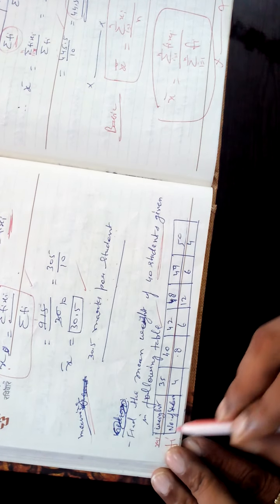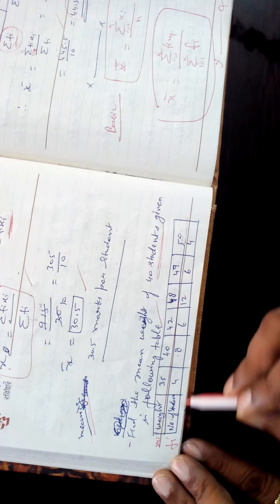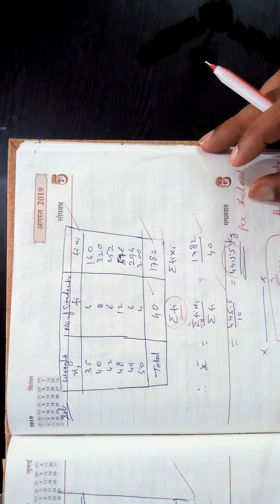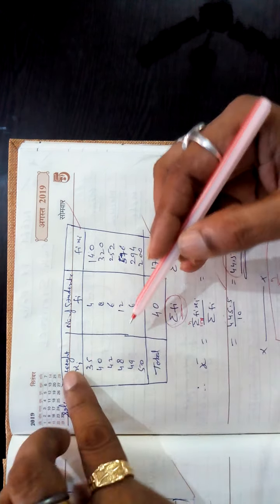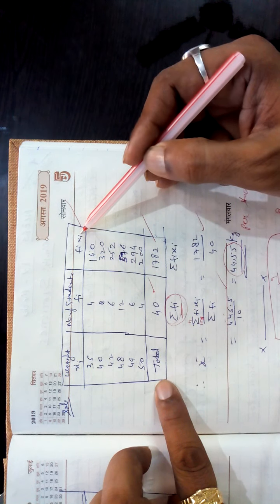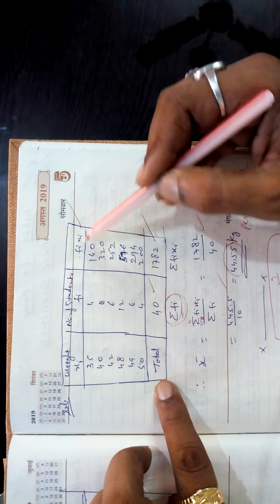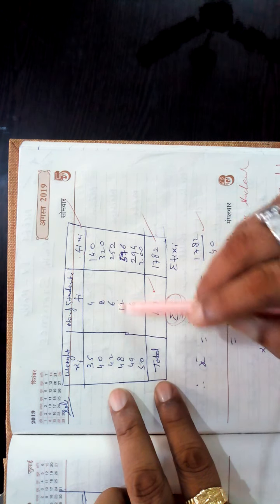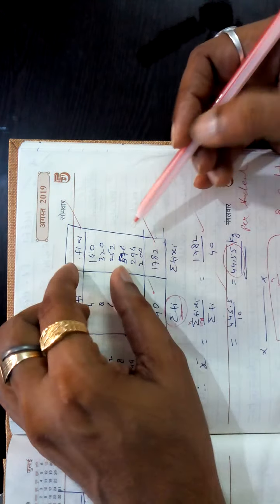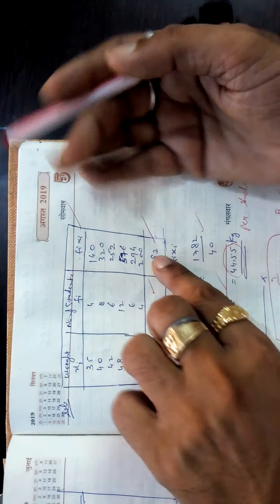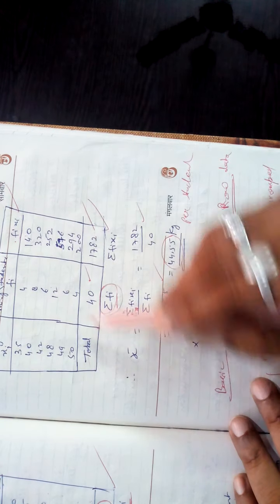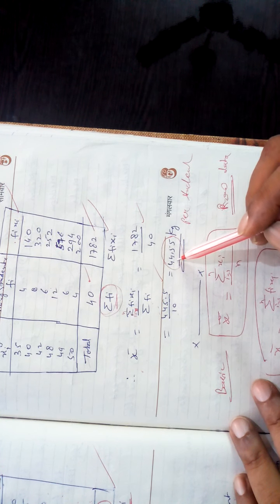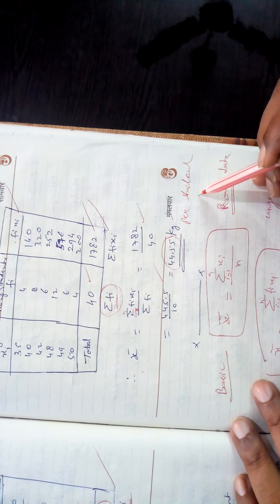Another example: if the weight of the students and the number of students are given, find the mean weight. Again you frame this table. xi is the weight, fi is the frequency, and you make another column, fi xi. Multiply f1 x1, f2 x2, f3 x3 and get the answers, add them, it is your sigma fi xi. Add the fi, it is sigma fi. Then put in the formula. Your answer is 44.55 kg per student.